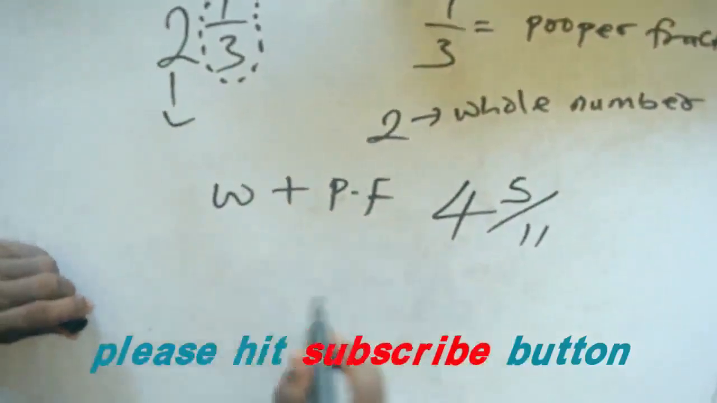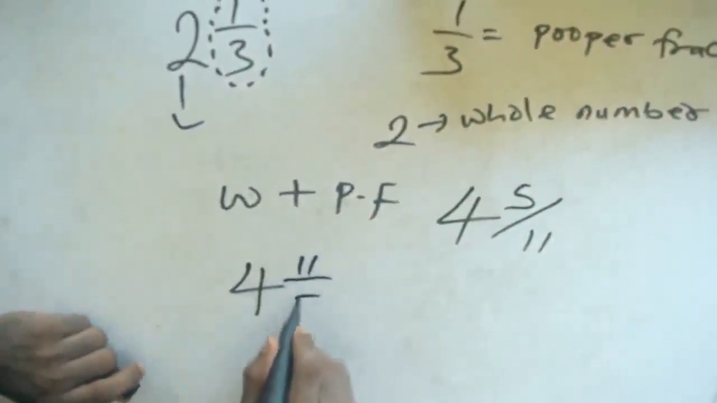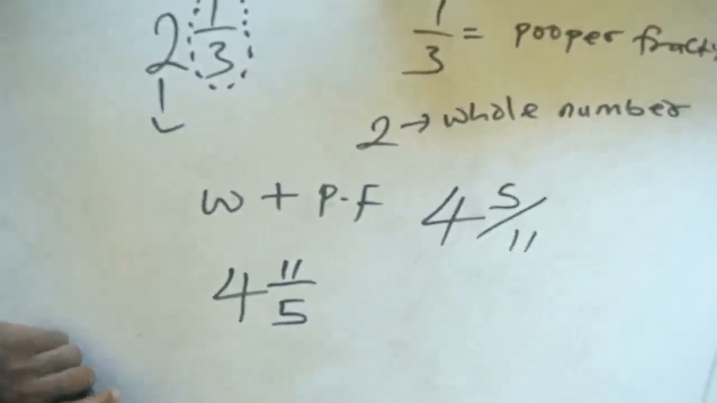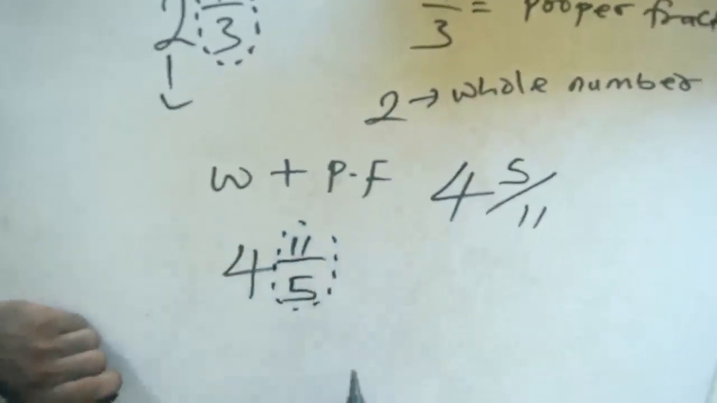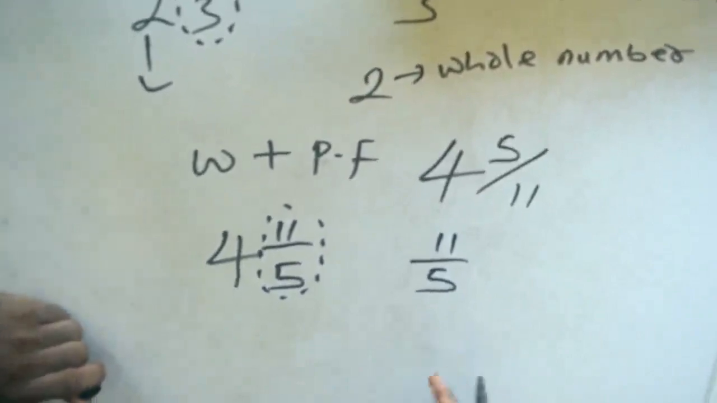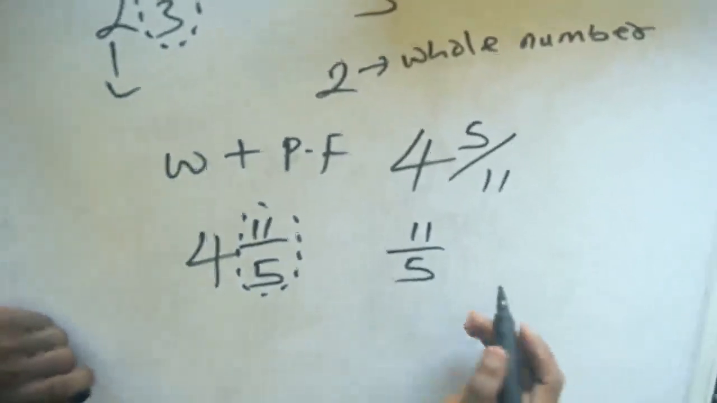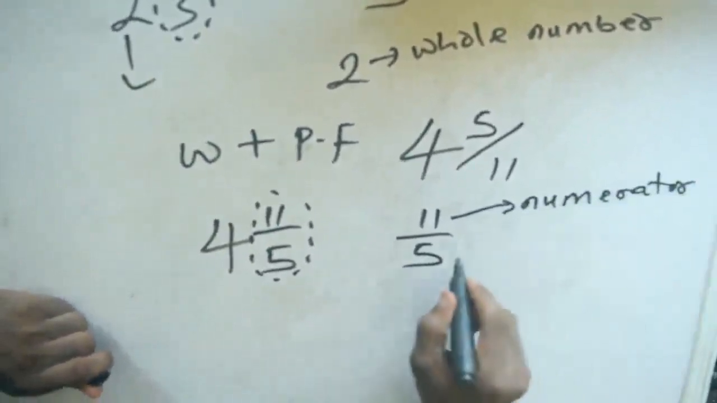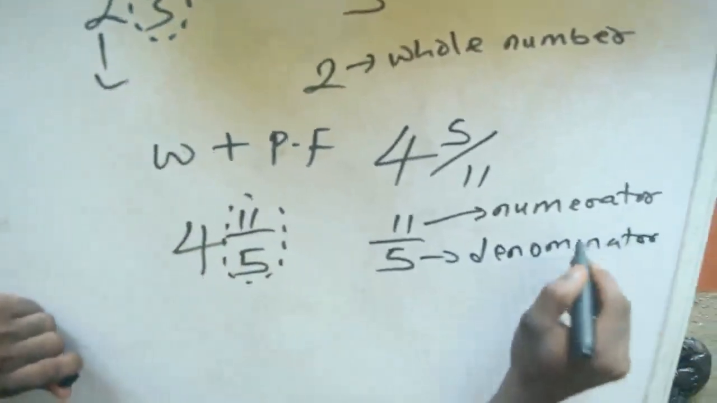But in the event whereby I write something of this nature, 4 whole number, and I write this all over this, this cannot be regarded as a mixed fraction. The reason is, if you remove the fractional part, you get 11/5. This 11/5 is a fraction, we all agree. But you and I know that 11/5 is an improper fraction, reason being that this guy, which is the numerator, is bigger than the denominator. So this guy is out of it.